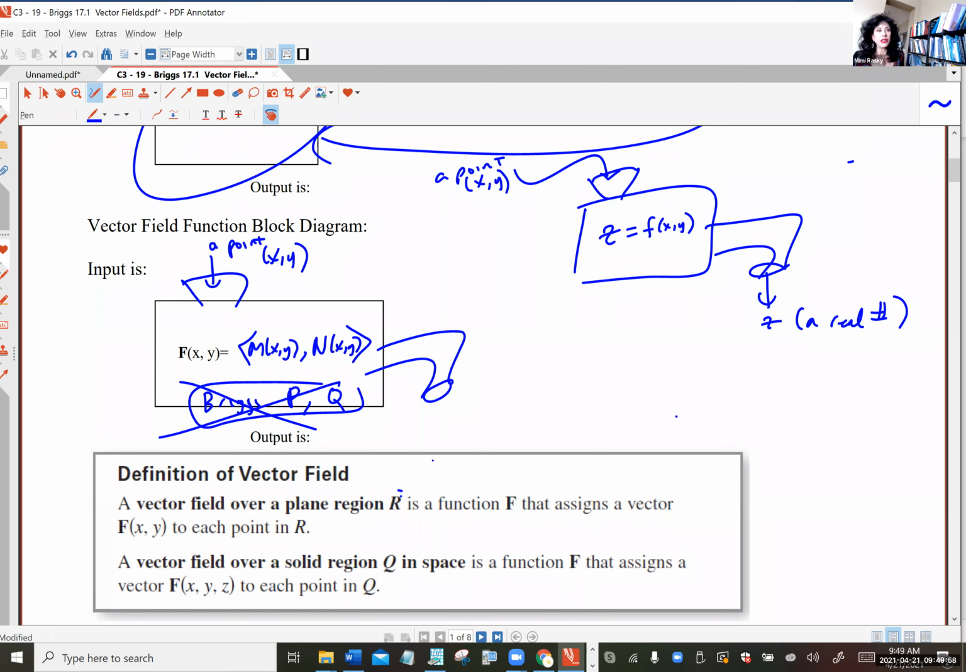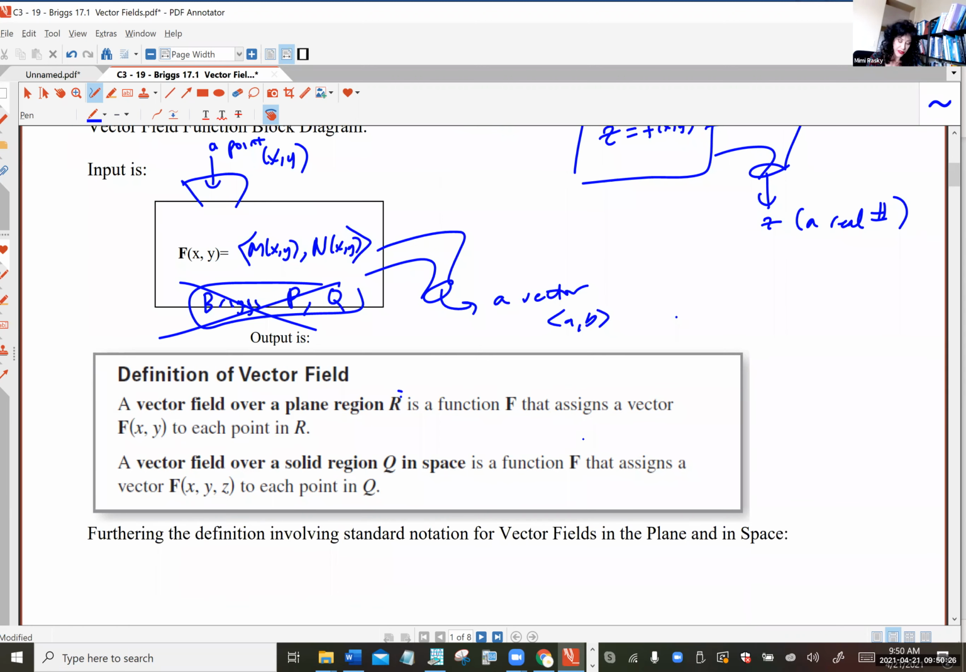I will not use P and Q. If you take differential equations and you study exact equations, they use M's and N's in every single differential equation book known to mankind here up on my shelf, plus more. And so we're going to stick to convention. Briggs is sucky. Okay, the output happens to be a vector. Feed it a point, out comes a vector.